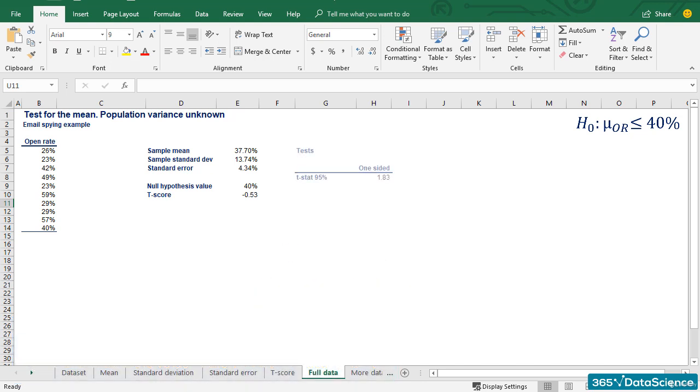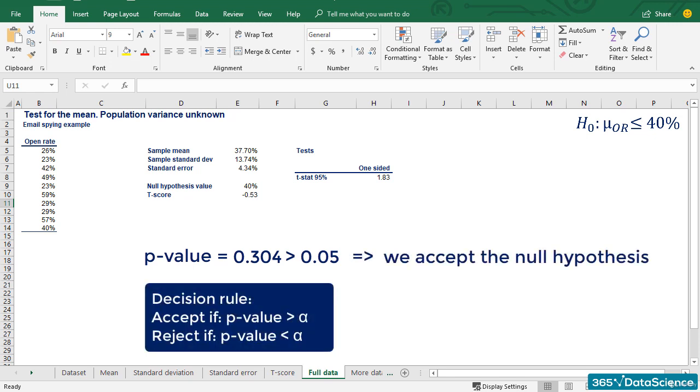Okay, what about the second measurement we saw? What was that? Yes, the p-value. The p-value of this statistic is 0.304. As the p-value is greater than the significance level of 0.05, we come to the same conclusion. We cannot reject the null hypothesis.